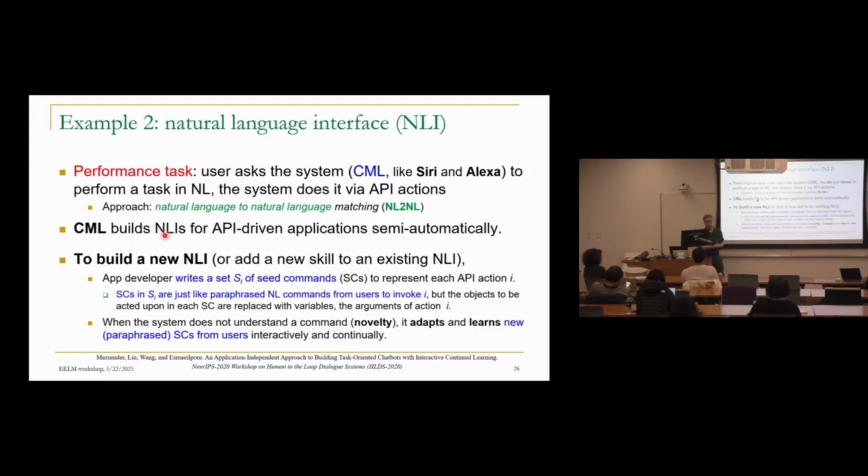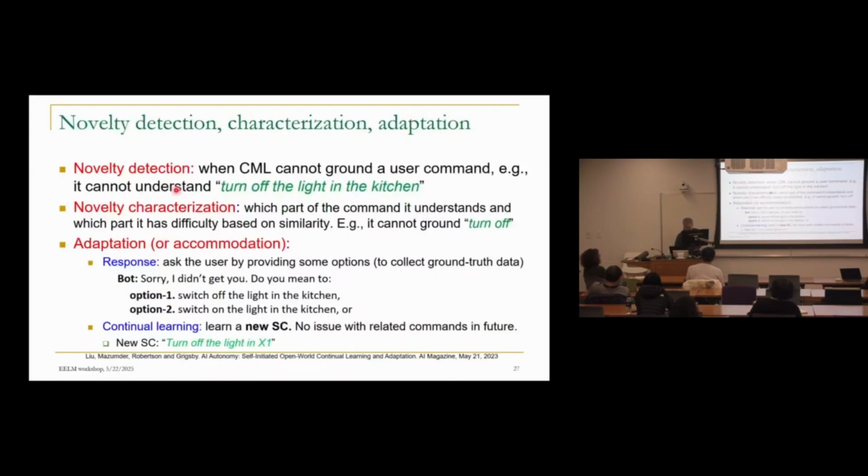And what happens if Alexa does not understand my intent? What are you going to do? So this is basically out-of-distribution, OOD. It does not understand. So then obviously you have to ask. When you ask, what do you ask? For example, in this case, let's say, turn off the lights in the kitchen. This is novelty detection. Basically, this particular system does not know what this means. And then the second step is novelty characterization.